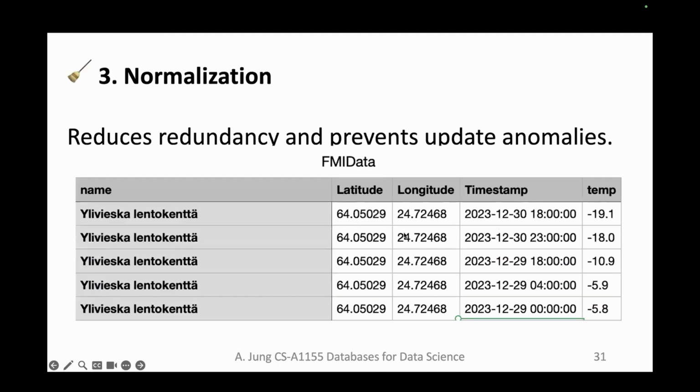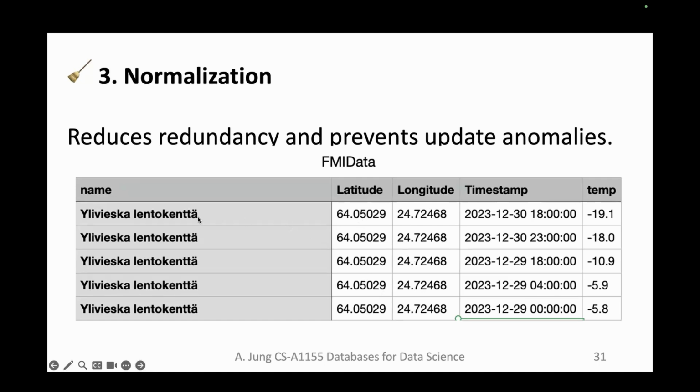Okay, so normalization is important to avoid redundancy, and also it typically prevents mistakes. Think about we correct the latitude and longitude of this weather station because the original latitude and longitude was erroneous. We had a GPS measurement error. So once we have now a new latitude and longitude, we would need to replace all these entries in this table. And if we miss one of these rows, we would have inconsistent data.